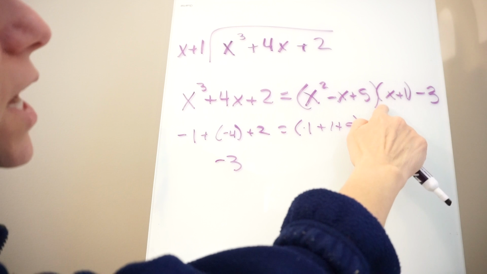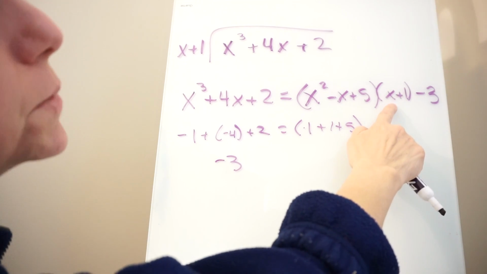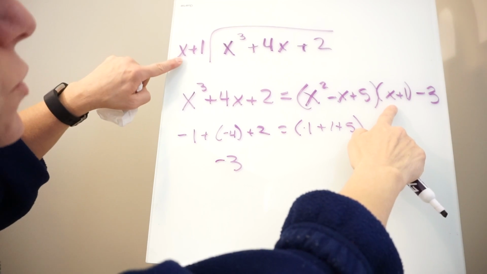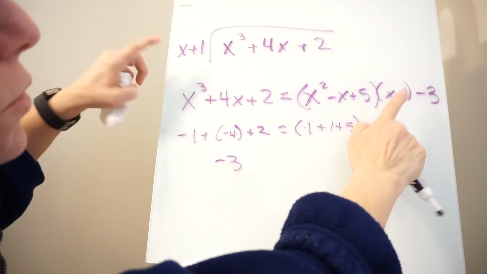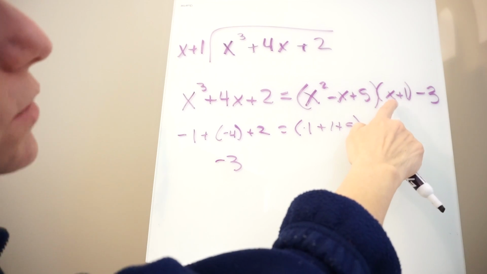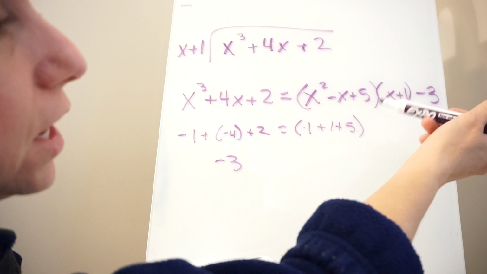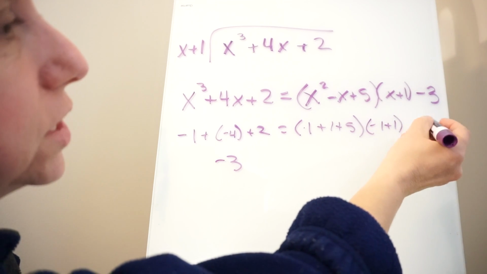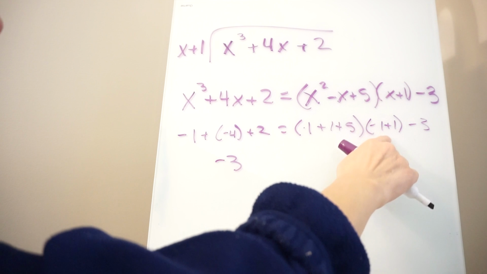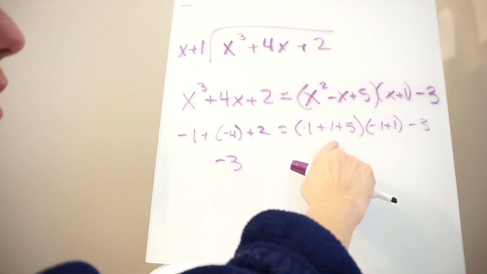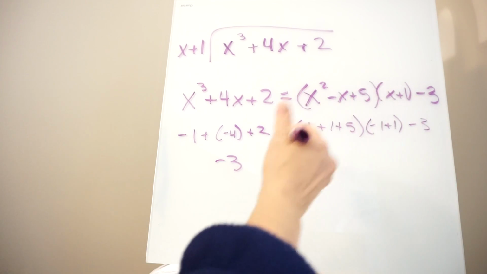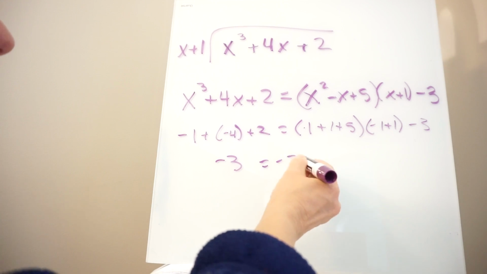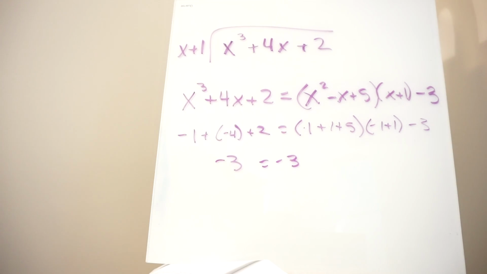But what's always going to happen here is this term is going to become 0. So if we put -1 in there, we have -1 plus 1, which is 0, minus 3. So 0 times any number is going to be 0. 0 minus 3 is equal to negative 3.